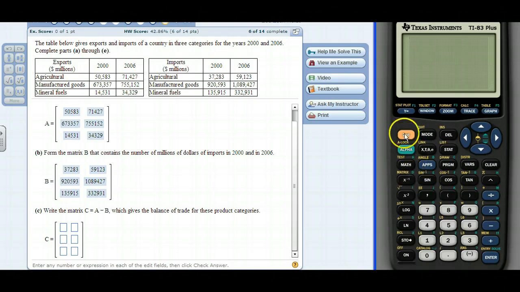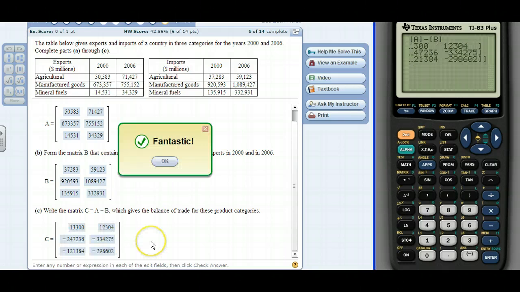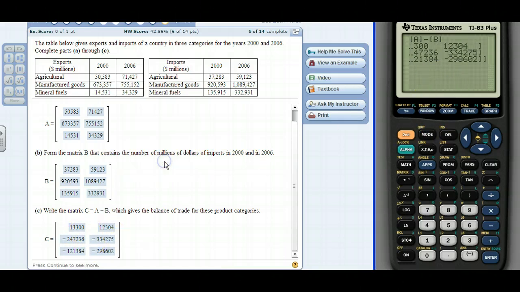Alright, so C equals A minus matrix B. So there's our numbers, our answers. Now you can hit left and right on a matrix that it returns as the answer if there's large numbers in there, and sometimes there'll be decimals in there, but you can always scroll left and right to get as many place values as you need. Alright, and then there's our C matrix that we got from our A minus B.